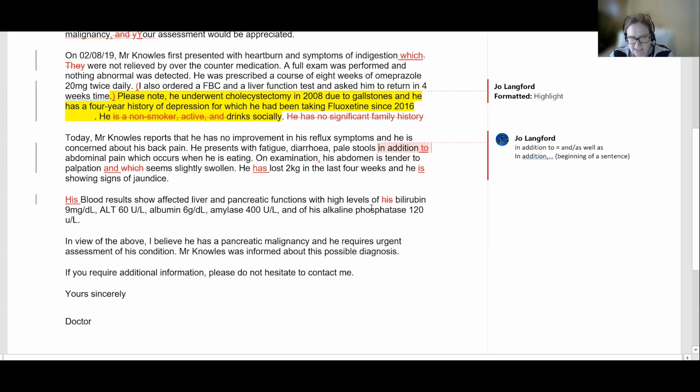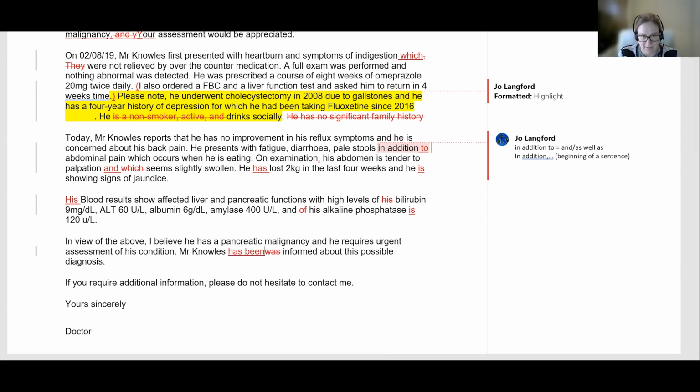I would say, and his alkaline phosphatase is. So when you're reporting test results, make sure you're using full sentences and not just listing them, because you want to demonstrate your English. Anyone can list. All right, and then we've got, in view of the above, I believe he has pancreatic malignancy and he requires urgent assessment of his condition. Mr. Knowles was informed about his possible diagnosis. I would use present perfect because it's recently and he has the information now.